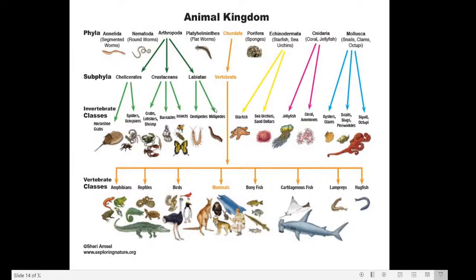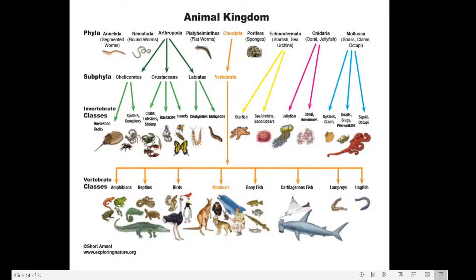The questions they ask are like match the following, so I have included this. Once again, I repeat: annelida is the segmented worm. Nematoda is a round worm. Arthropods have three groups at the subphyla level, and I will explain that in the next step. Platyhelminthes, that is the flat worm. Then chordata, it's vertebrates.